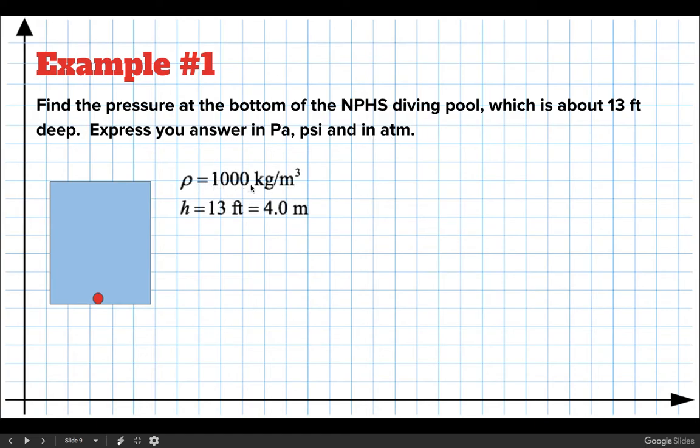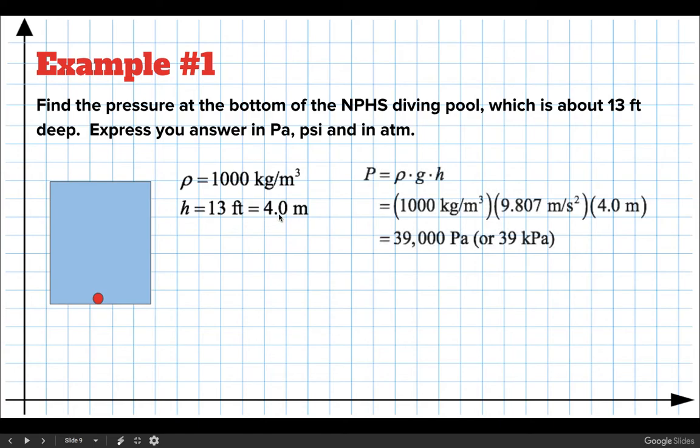We know the density of water, so let's assume there's water in the pool, is 1,000. And we know the depth of the pool is about 13 feet, which is about 4.0 meters to two significant figures. The hydrostatic pressure is rho times g times h. We substitute in our numbers, and we come up with about 39,000 pascals, or 39 kilopascals. We don't really have a way to know what that means. We aren't used to pascals or kilopascals, so it's helpful to convert that to units we are more familiar with.